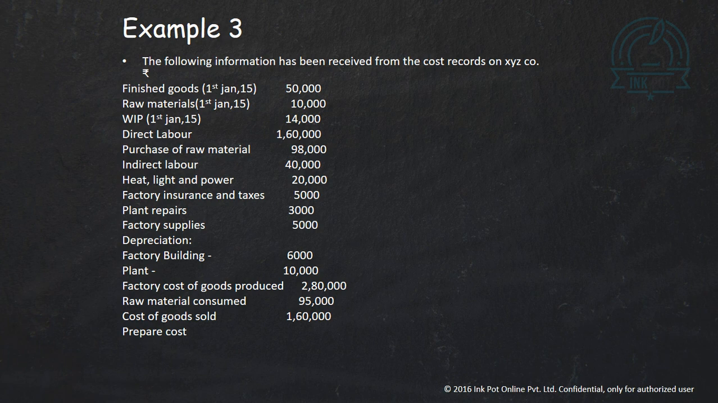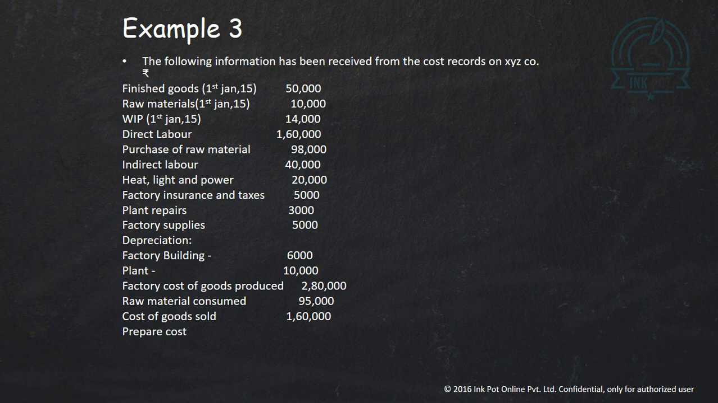Now let us study another example. In this example, we are given the opening stock of finished goods, opening stock of raw material, and opening stock of work in progress. We know that opening stock of finished goods will be added with the cost of production. Opening stock of raw material will be added with the raw material in order to calculate the raw material consumed, and opening stock of work in progress will be added to factory cost. But in this question, we do not have closing stocks. So let's see what is there in this question.